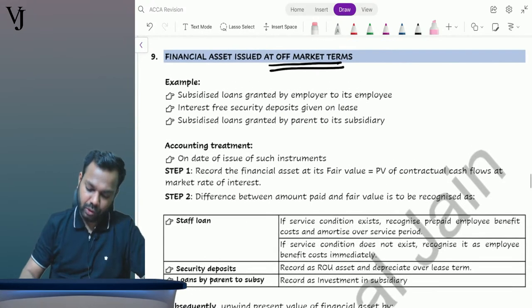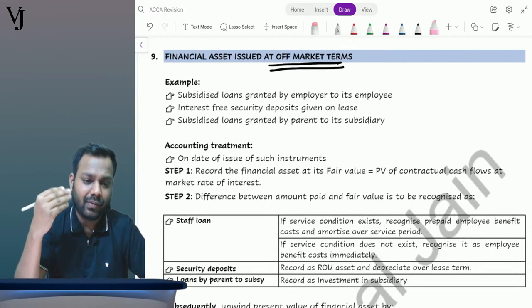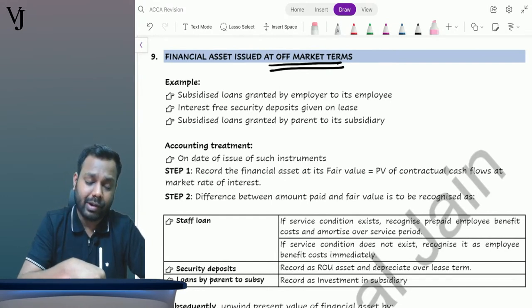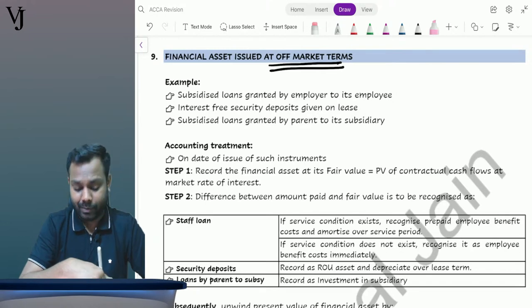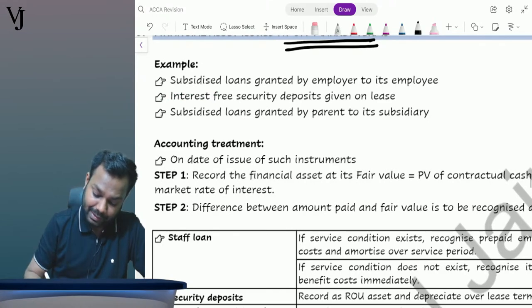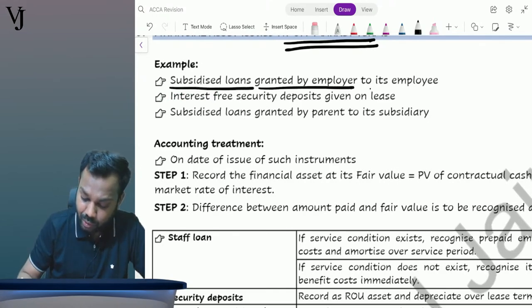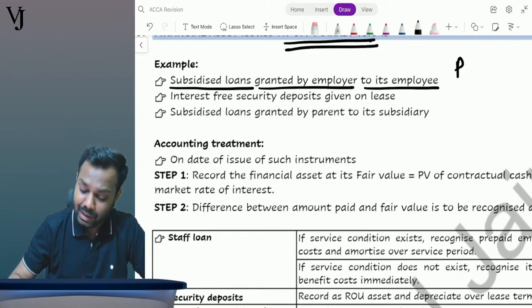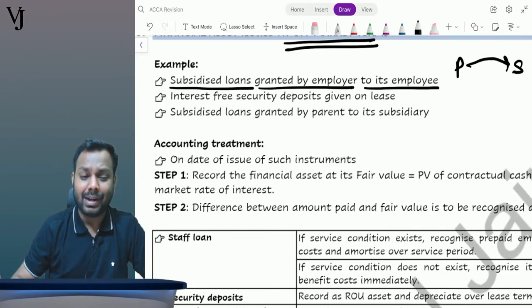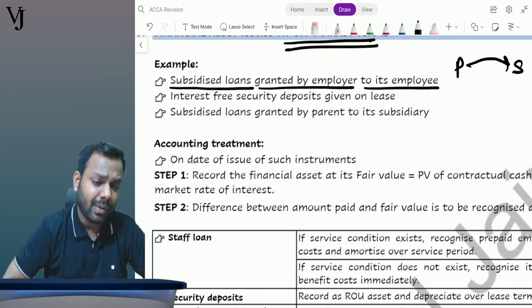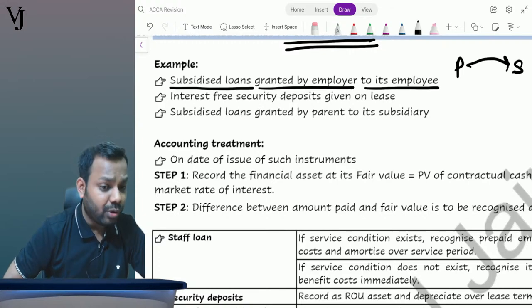Now further, whenever I purchase or issue any financial asset which is at lower or higher than market interest rate, it is called financial asset at off market terms. Example is subsidized loans granted by the employer to its employee. The parent company gives a loan to the subsidiary company at lower than market rate of interest. If the market rate is 10% per annum, the parent company is giving a loan to the subsidiary at 6% per annum, or might be an interest-free loan also.